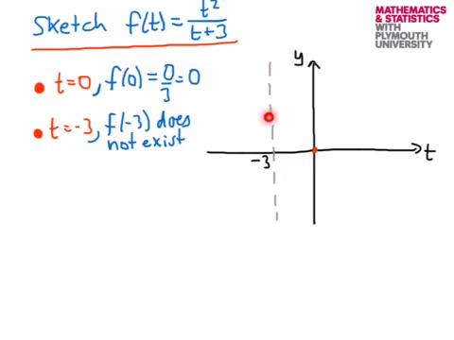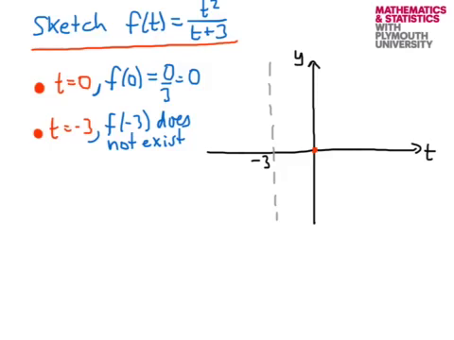So this line is going to be a vertical asymptote, and we're going to have to think about, as it approaches it from the right, whether it approaches it this way or this way, and as it approaches it from the left, whether it approaches it this way or this way. So let's think about that.